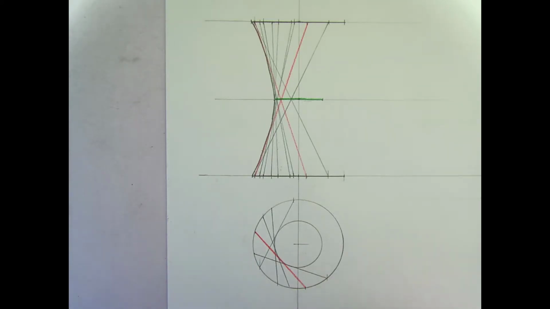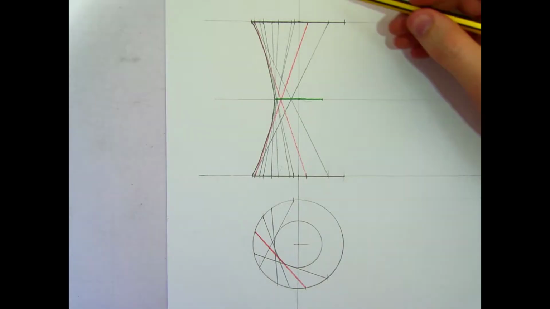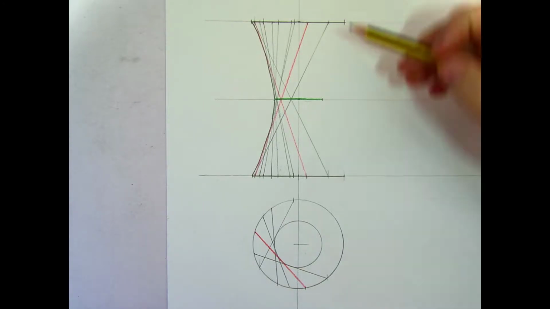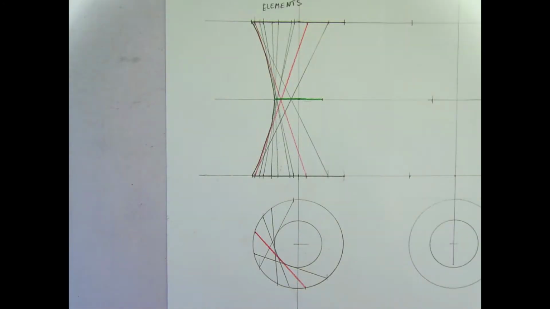Continue doing the same thing on the opposite side with the number of elements, and we'll end up with our curve on this side over here. So that is our elements method for drawing a hyperboloid of revolution.